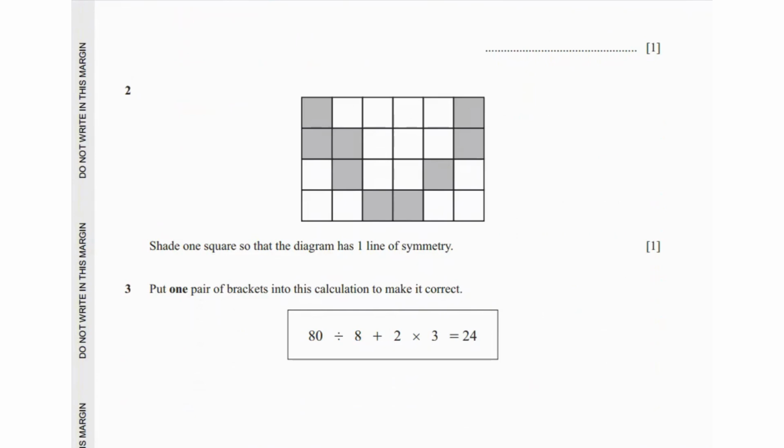Then it says shade one square so that the diagram has one line of symmetry. To have one line of symmetry, we can shade this square because then we'll have this as the line of symmetry.